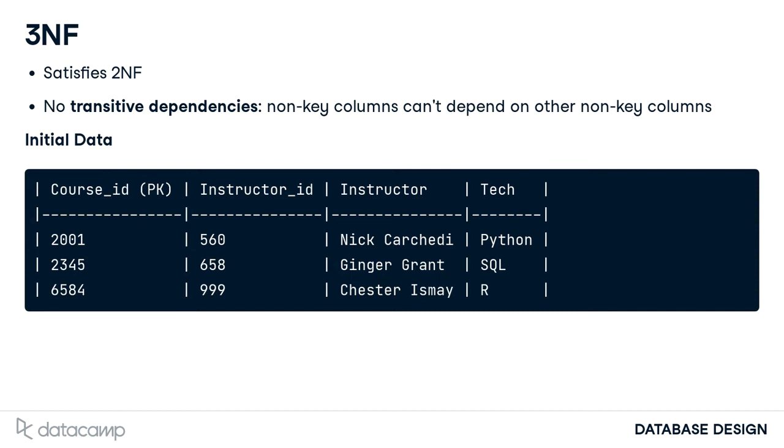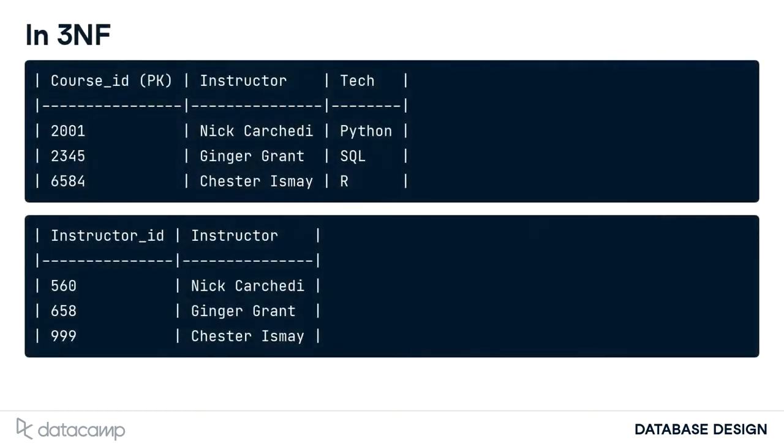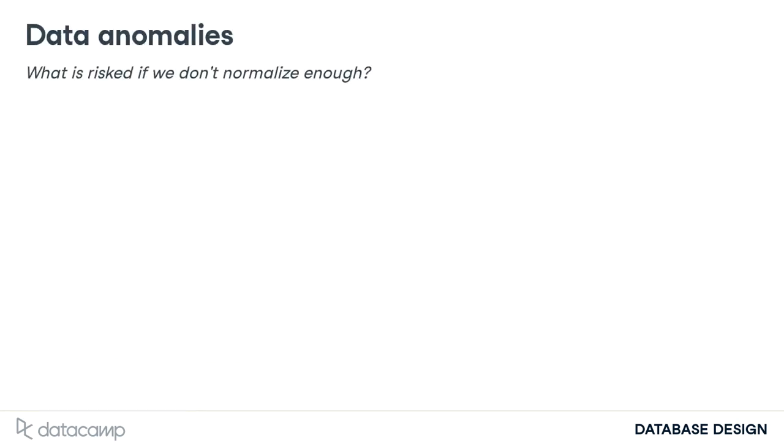Instructor ID and instructor definitely depend on each other. Tech does not depend on the instructor, as an instructor can teach different technologies. We can replace the table from before with these two tables to meet 3NF criteria. These tables have no transitive dependencies, and they also meet 2NF as there are no composite primary keys. We've covered these first three normal forms that increase in normalization.